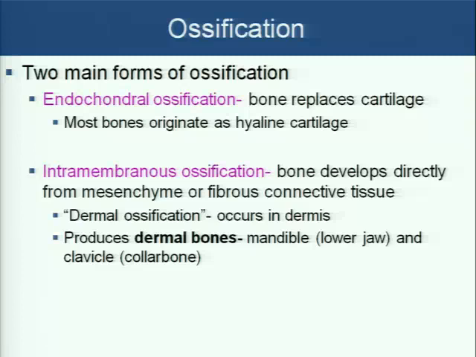Intramembranous ossification comes usually from connective tissue. Usually mesenchymal cells or fibroblasts come in and you're going to transform that connective tissue. We call this dermal ossification because remember, the dermis is connective tissue underneath the epidermis, and that's where this begins. Examples of bones specific for this formation would be your lower jaw, your mandible, your clavicle, your collarbone, and some of the bones in your skull. These are made from intramembranous ossification. Most of the other bones come from endochondral.